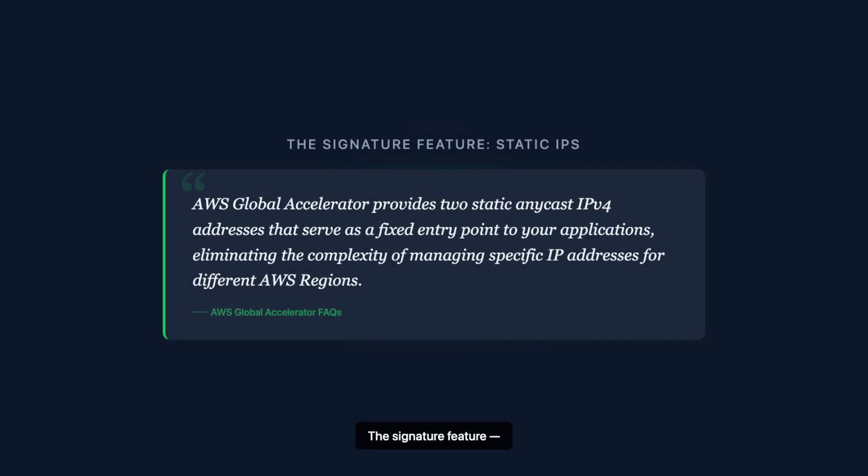The signature feature, the one that practically screams Global Accelerator on the exam, is those static IP addresses. Straight from the Global Accelerator FAQ, it provides two static Anycast IP version 4 addresses that serve as a fixed entry point to your applications, eliminating the complexity of managing specific IP addresses for different regions. So if a scenario says a client firewall needs to whitelist fixed, unchanging IP addresses, that's Global Accelerator. CloudFront does not give you static IPs, which means it simply can't satisfy that requirement.